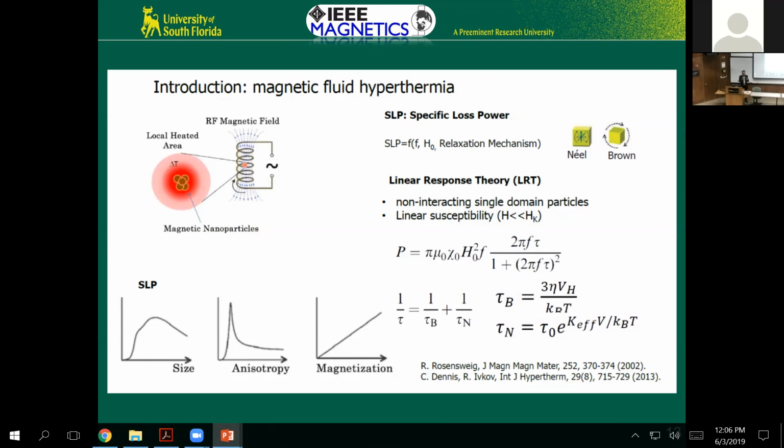It turns out that the sweet spot is when the particle size is somewhere close to the single domain to multi-domain transition, okay? So we are talking about 30 to 50 nanometers. That's about the size of the particles for iron oxide that we're talking about.